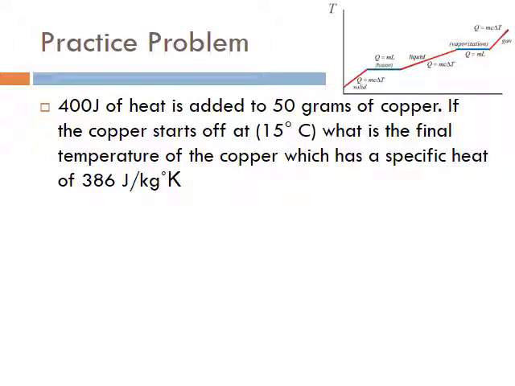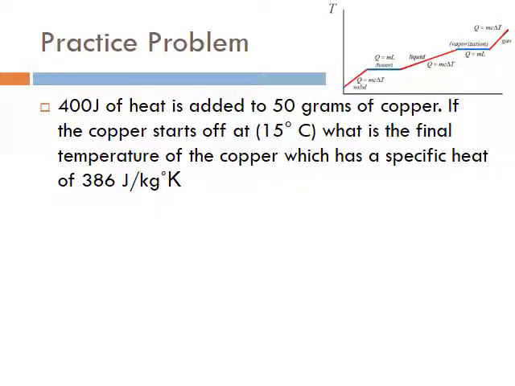So let's practice a problem together. You can pause it and give it a try yourself just to make sure you're on the right track. This is a quick plug and chug, but there are still some common problems that students make, and it's worth our time to try it out. So let's say we have 400 joules of heat that is added to 50 grams of copper. If the copper starts off at 15 degrees Celsius, what is the final temperature of the copper if it has a specific heat of 386 joules per kilogram per degree Kelvin?